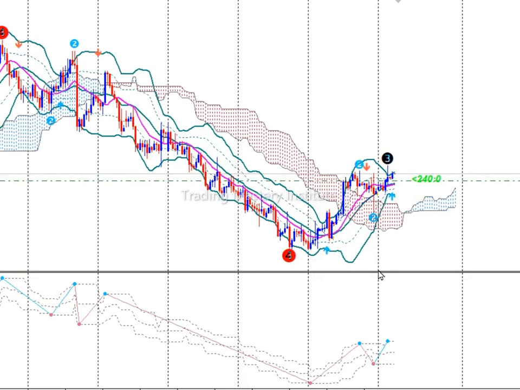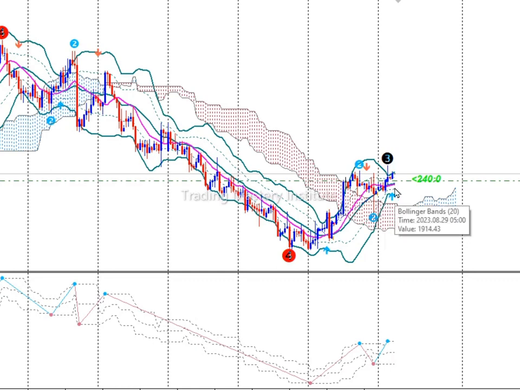Let me just pause this for a while. As you can see over here, there's a strong support and resistance, the round number 4, number 3 with an arrow. Now we have waited for another support and resistance. There is an arrow telling us to do a buy, and it is above the cloud.